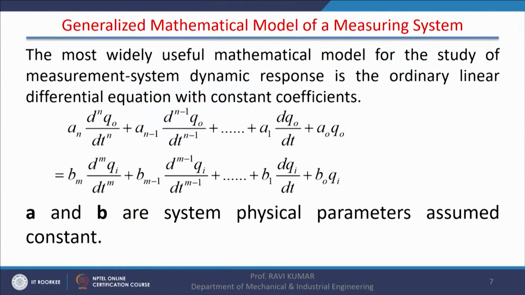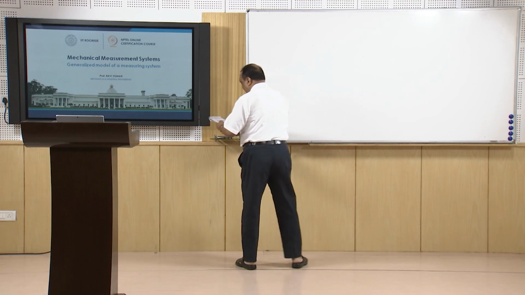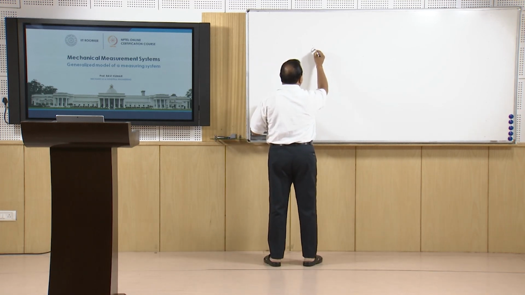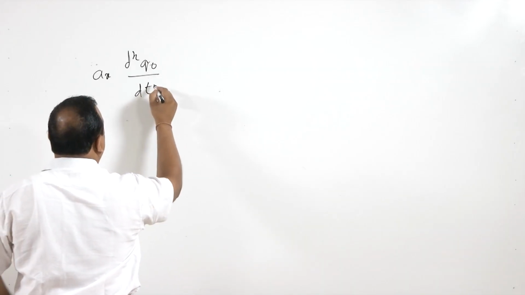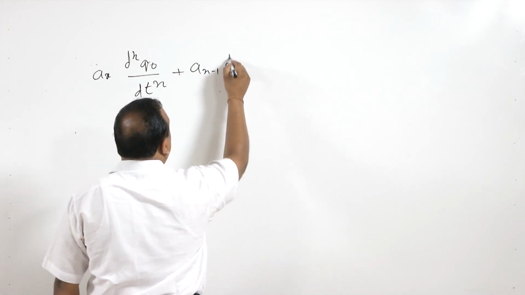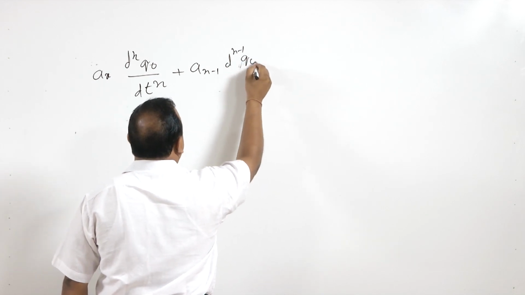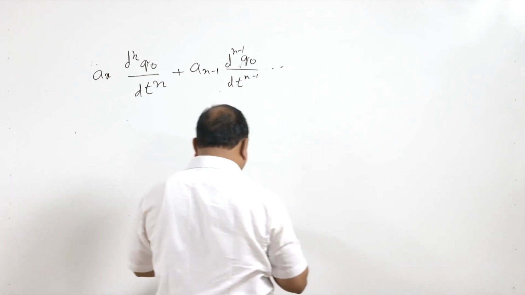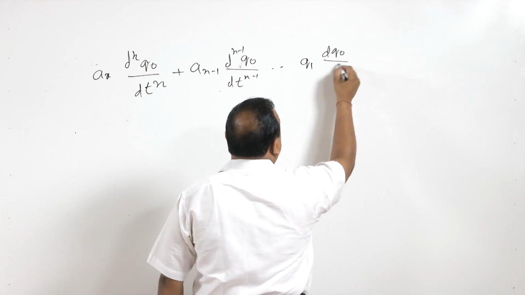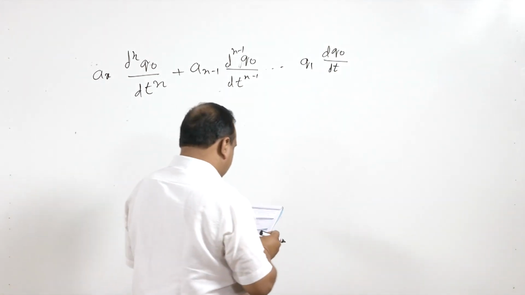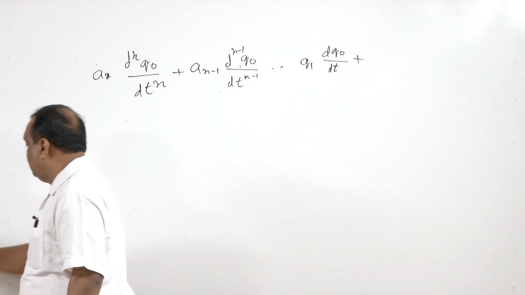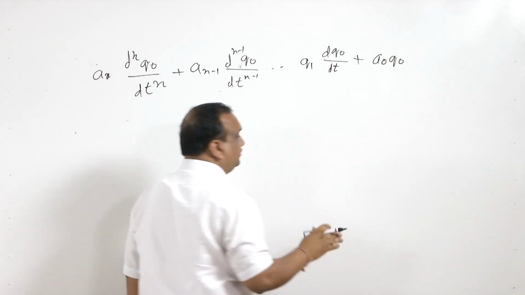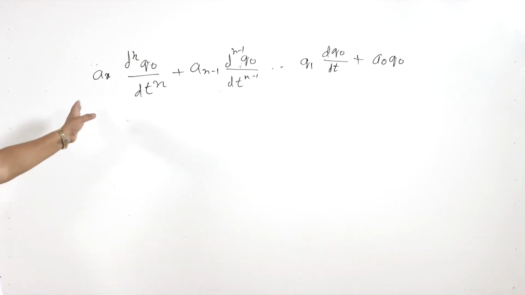We will start with the generalized mathematical model of a measuring system. The generalized mathematical model starts with the output: an d^n qo by dt^n plus a(n-1) d^(n-1) qo by dt^(n-1) and so on, until we get a1 dqo by dt, and then a0 qo. This is a generalized linear differential equation for output.